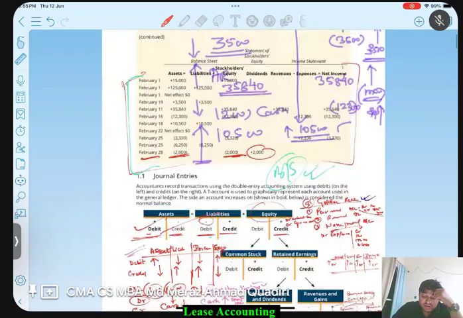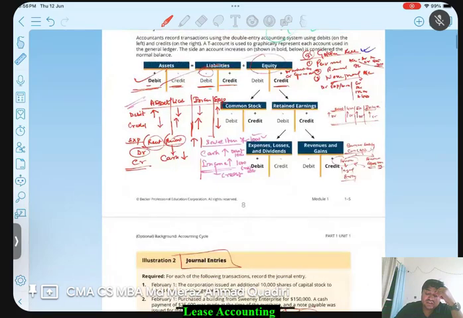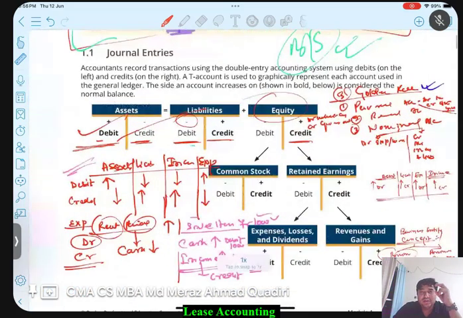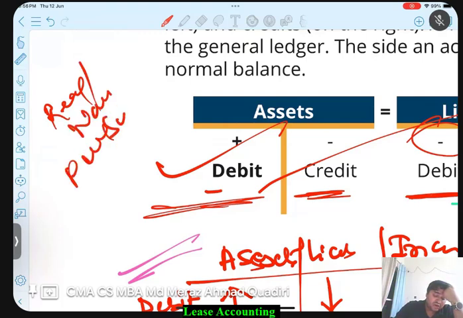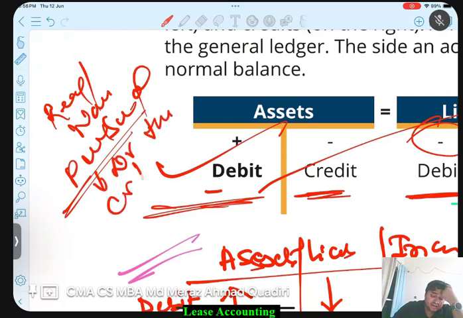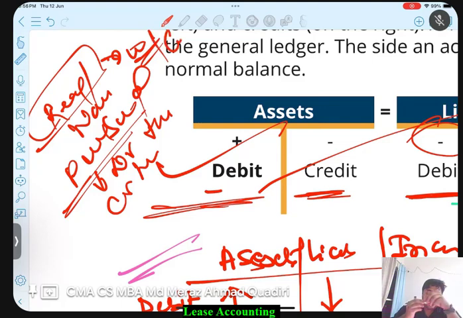Now we have the journal entry, where we will apply the golden rules. The golden rule says that accounts can be classified into three: first real, second nominal, and third personal. In the personal account, we debit the receiver and credit the giver. In the real account, debit what comes in and credit what goes out.